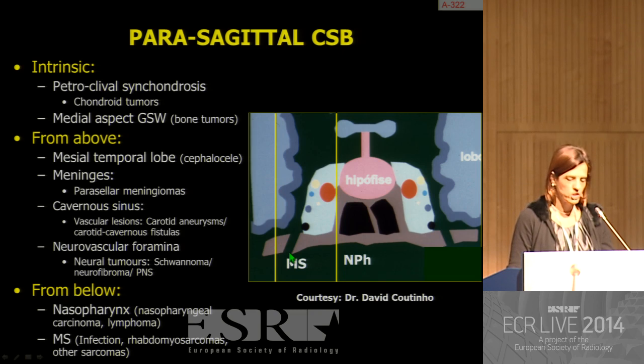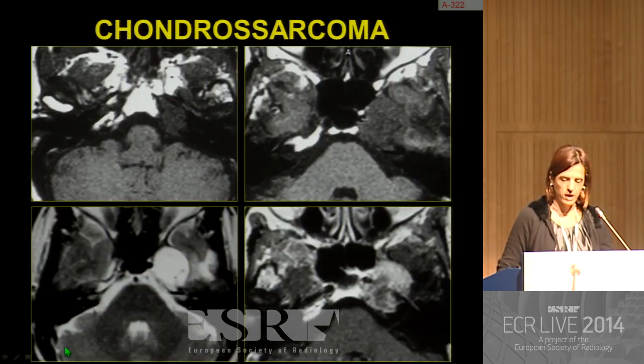So what are the lesions that can arise from here? Those that are intrinsic, mostly arise either from bone or from the petroclival synchondrosis, and then you have to consider chondroid tumors. From above, mainly they arise from cavernous sinus or from the cranial nerves, so you have to consider vascular lesions and neural lesions. And from below, again, from the nasopharynx or masticator space, consider tumors and infection mainly.